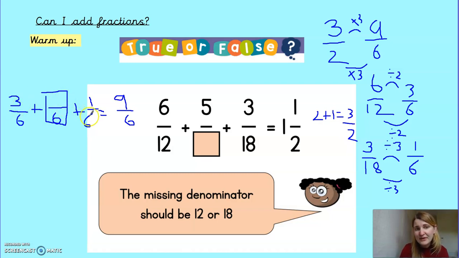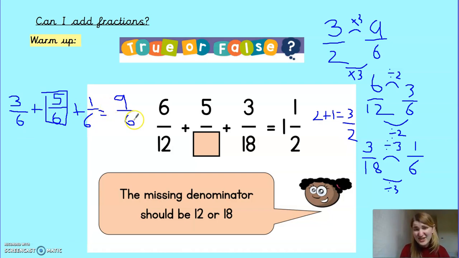Now I've got 3 add something add 1 equals 9. Well, why don't I add 3 and 1 together? That's going to be 4. 4 add something equals 9. Can you tell me what that is? It's going to be 5, isn't it? I could always check by doing 9 take away the 4. But yeah, so 3/6 add 5/6 add 1/6 equals 9/6.